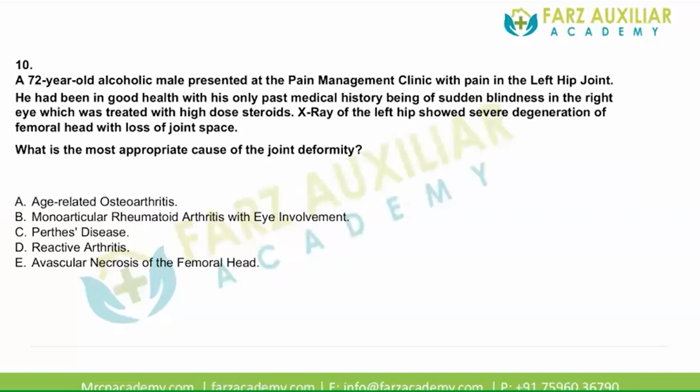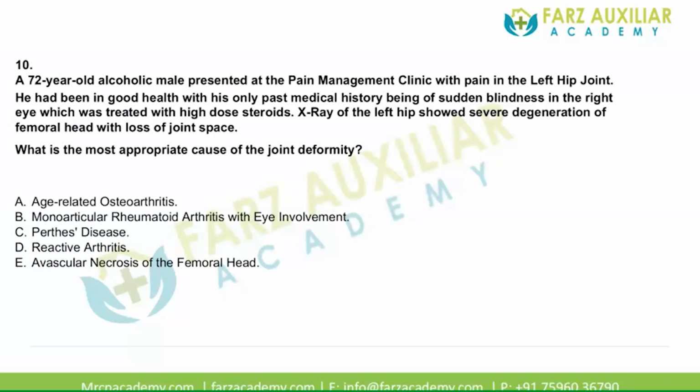A 72-year-old alcoholic male presented to the pain management clinic with pain in the left hip joint. He has been in good health, his only past medical history being sudden blindness in the right eye, which was treated with high doses of steroids. X-ray of the left hip shows severe degeneration of the femoral head with loss of joint space. What is the most appropriate cause of this joint deformity?